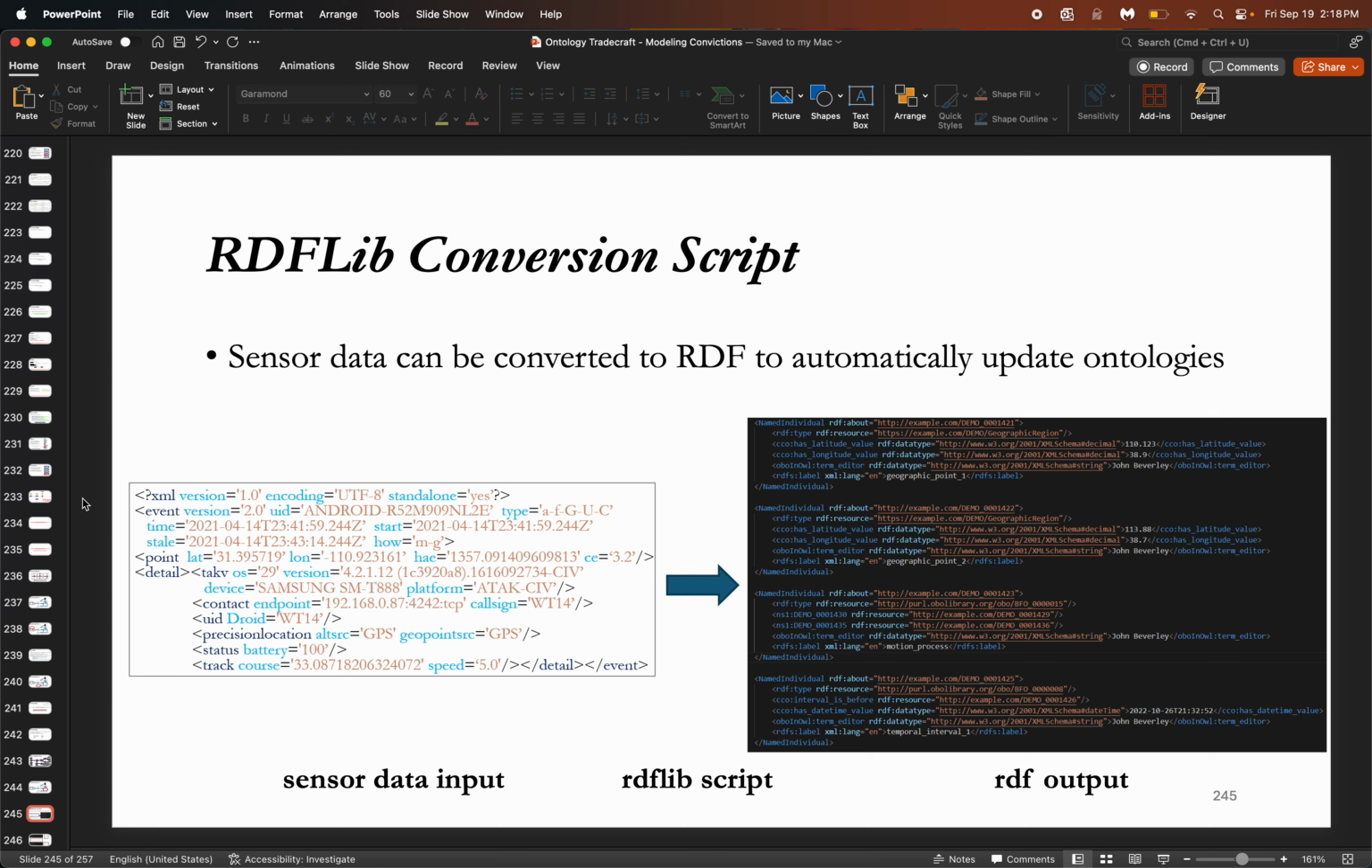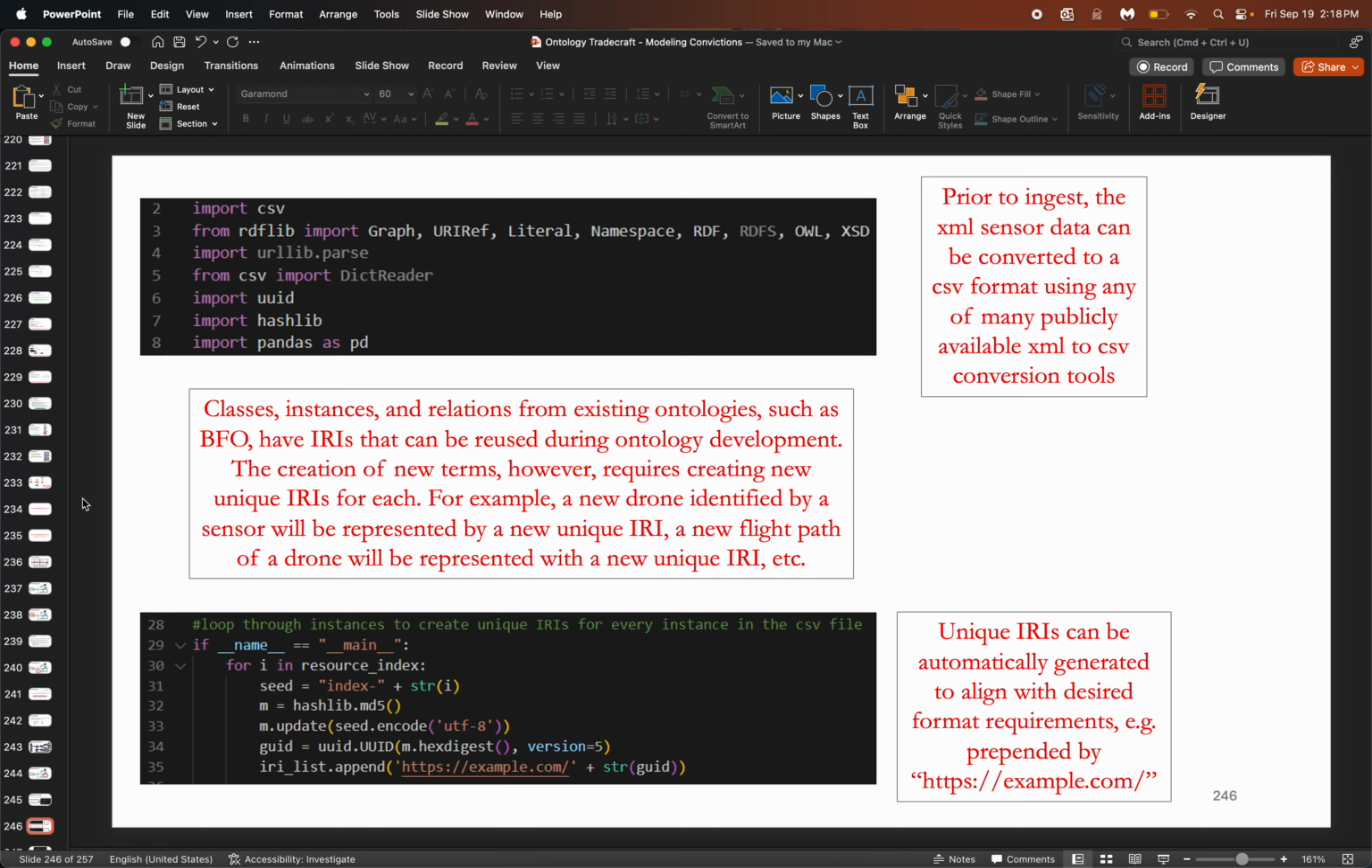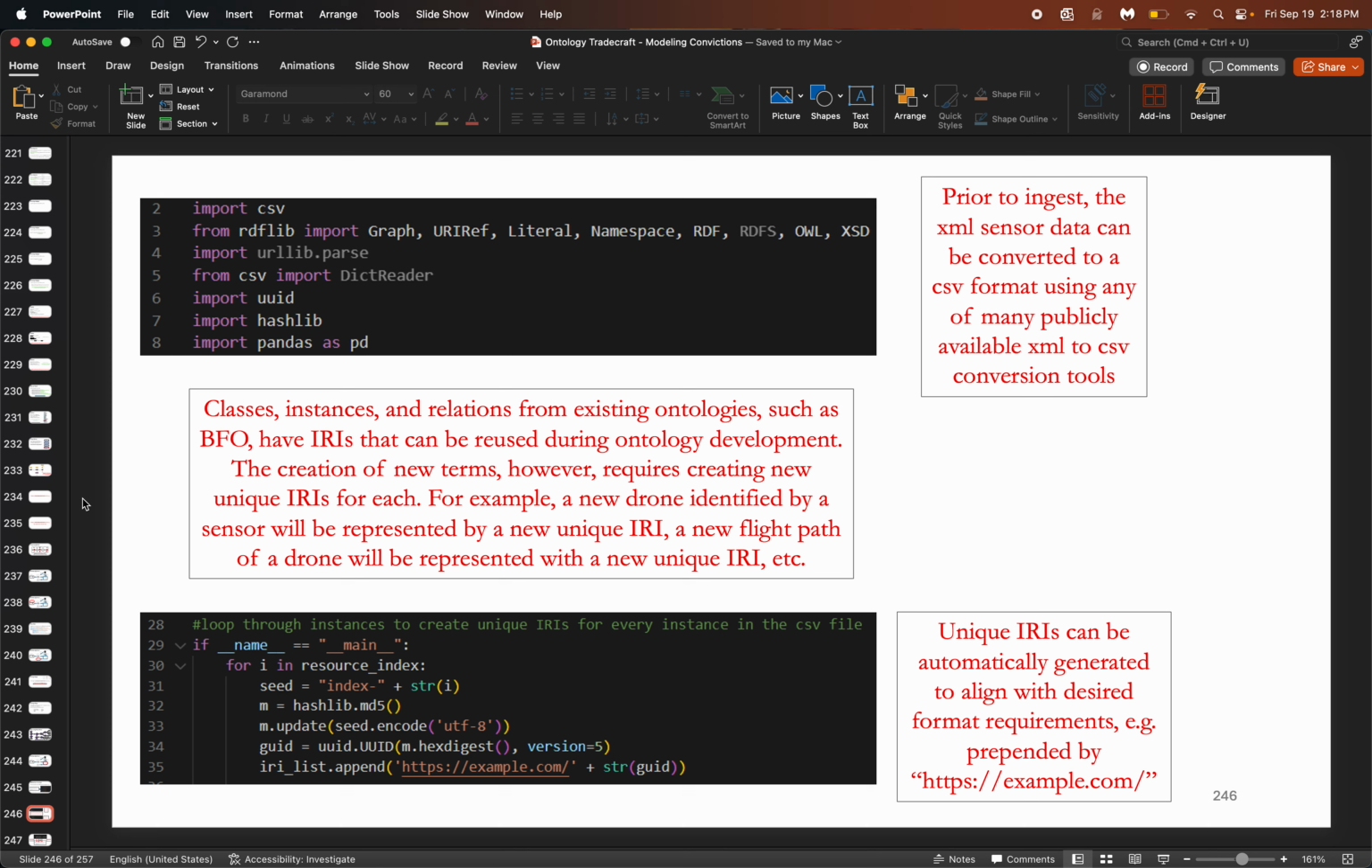And it looks something like what you have over here on the right. You have a bunch of instances, and you'd have some motion process, a geographic point, and whatnot. You can see here there's a bit of coding involved. You may or may not get comfortable with it. I hope you do. But there's sensor data that can be converted to a CSV format.